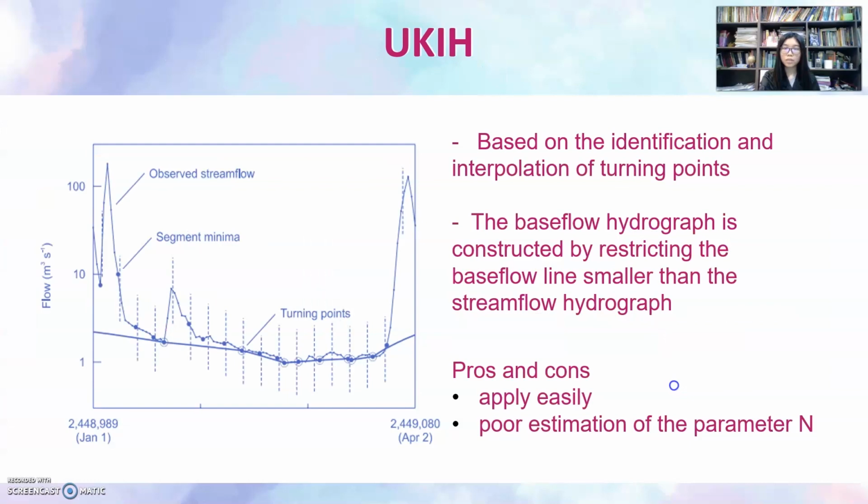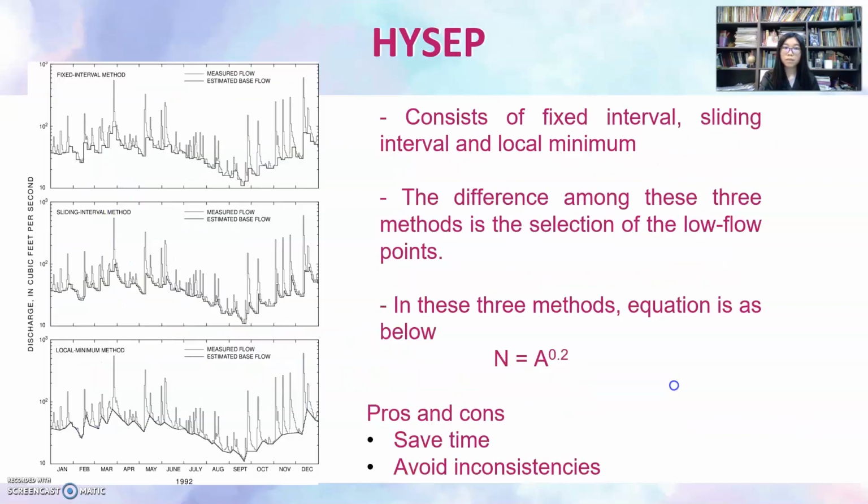The UKIH method is based on the identification and interpolation of turning points. After the selection of the turning points, the base flow hydrograph is constructed by restricting the base flow line to be smaller than the stream flow hydrograph. The pros and cons of this method: it can be applied easily after the determination of the turning points, but it has poor estimation of the parameter N, which yields a constant of 5.